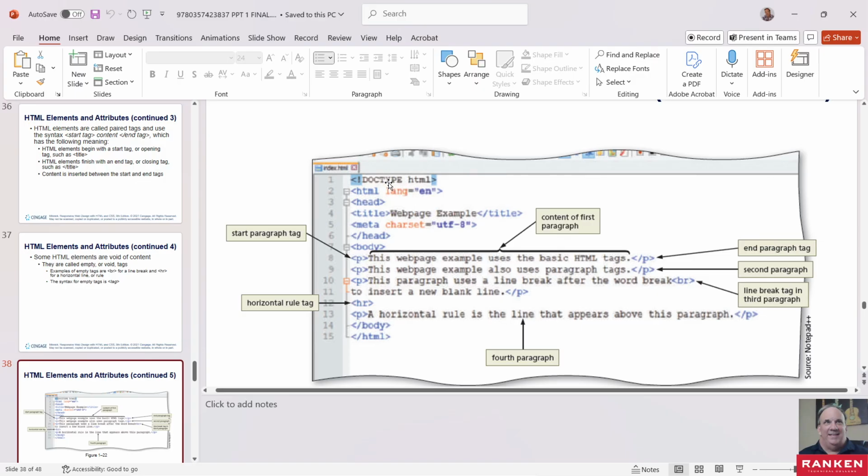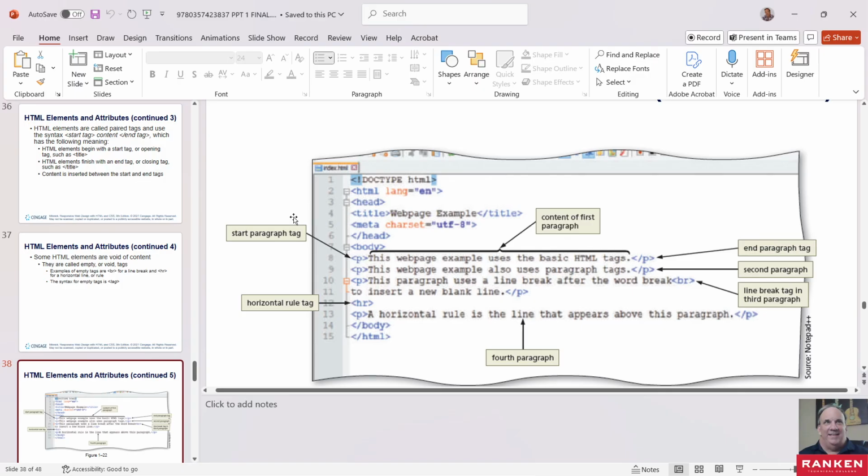This is kind of a communication with the browser, saying, hey, I'm an HTML5 document. Sometimes with older versions of HTML, you need to actually tell the browser you're using an older version. We'll talk about that later, though.